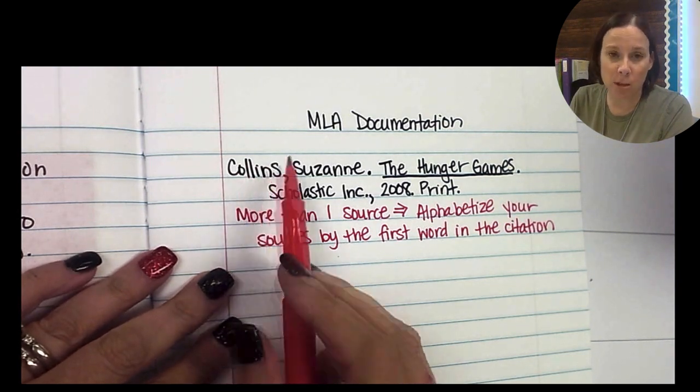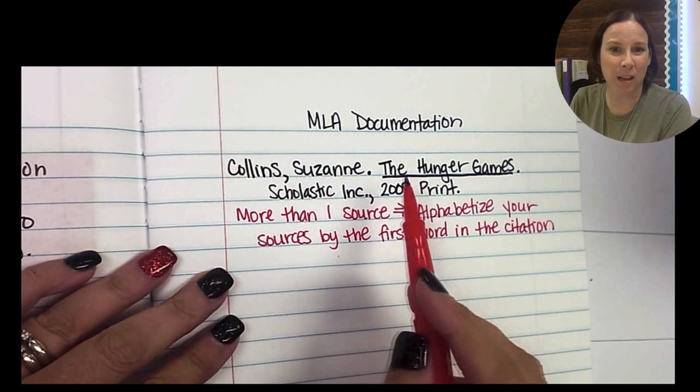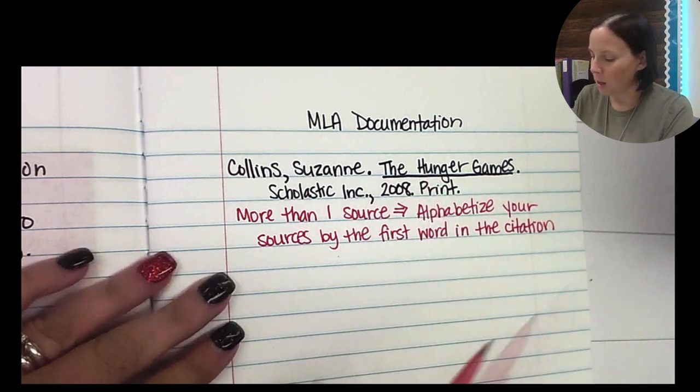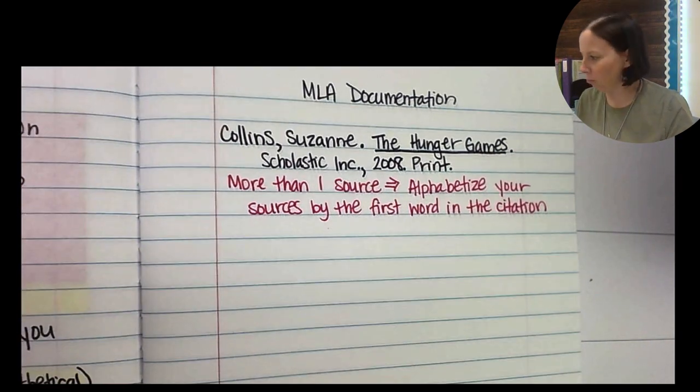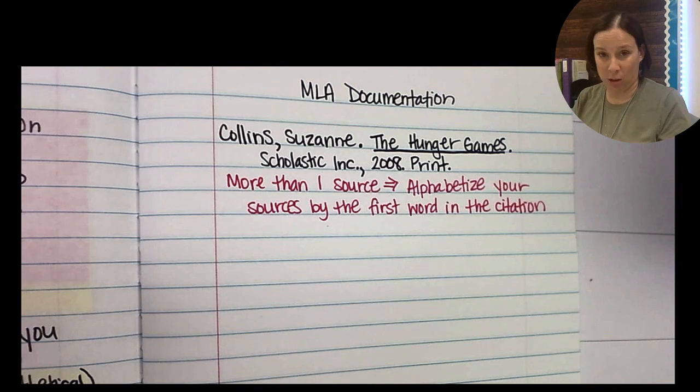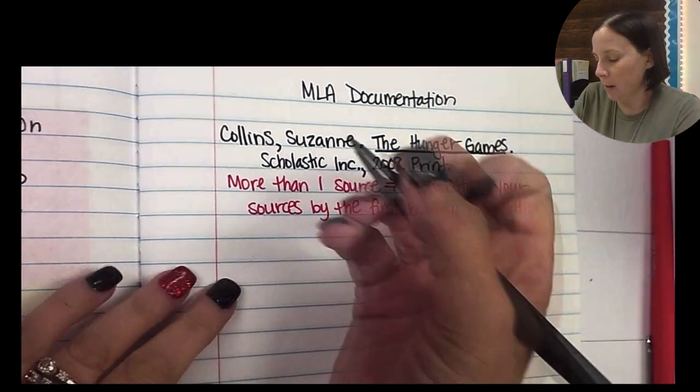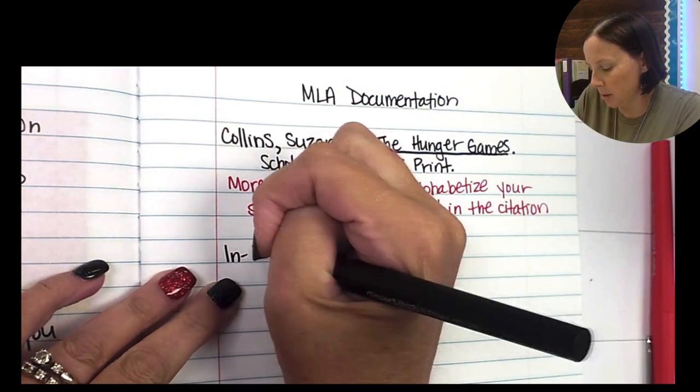Most of the time it'll be the author's last name. Every once in a while it ends up being the title, okay? If there's no author listed, okay? So that's works cited pages. So now we're going to do in-text citations.